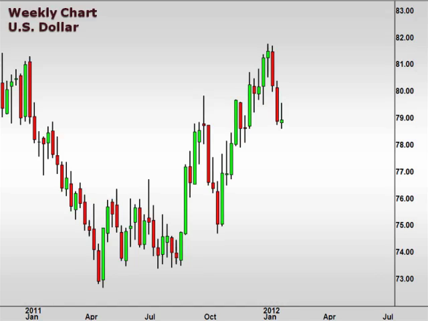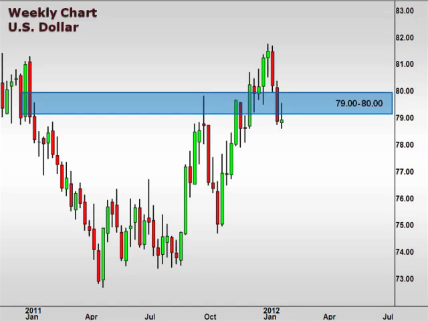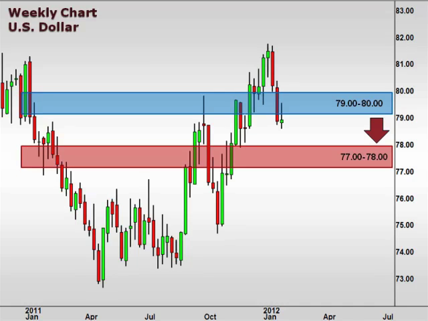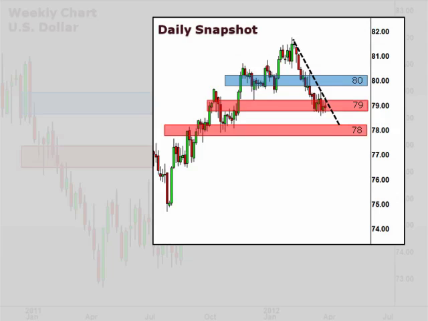Let's start off with a look at the weekly chart of the US dollar index. This is a great way to gain perspective as to how the US dollar has been trading against a basket of currencies. Well, the dollar index closed last week below 79. We need to see a move back above this zone to lend credibility to any continuation higher for the US dollar index. With the weekly close below 79, the path of least resistance is to the downside towards the 77-78 focal zone.